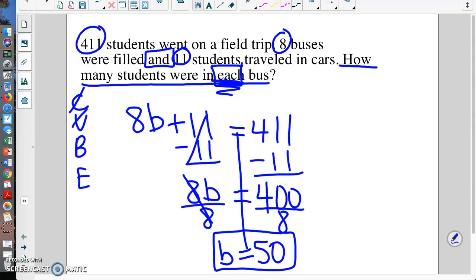Always make sure your question and your answer makes sense. Does it make sense that 50 students are on a bus? Yes, it does make sense. Now, if it was 500 on one bus, that wouldn't make any sense. So make sure that you're working out your problems and checking to see, does your answer make sense?